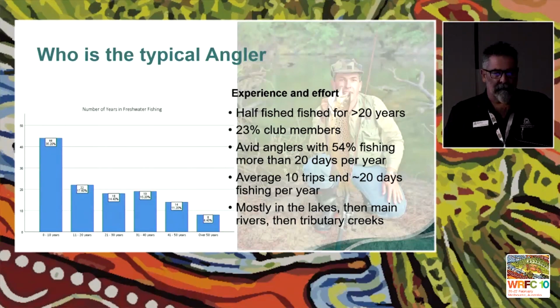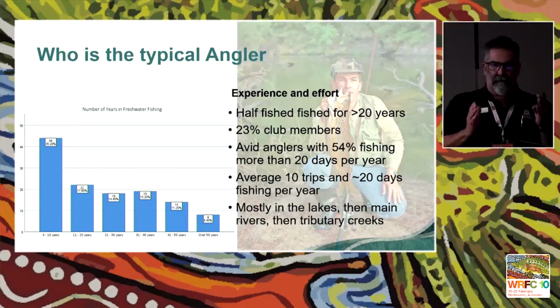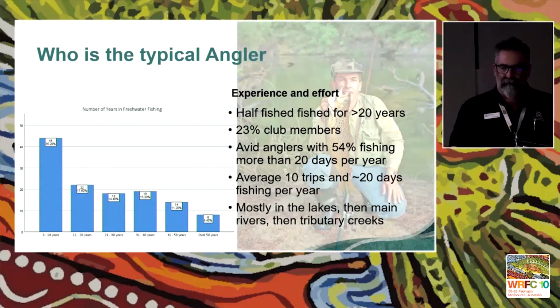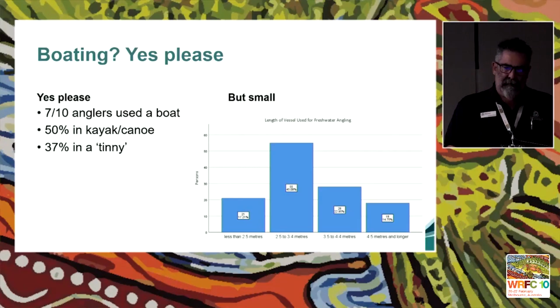So, look, they're typically very experienced. They're connected to others that enjoy their freshwater fishing. They're avid, they're committed, they're definitely travellers, and mostly they're fishing in impoundments, but some committed river fishers and others that go to small creeks and streams. And that probably partitions the different angling types, whether it's bait, lures or fly fishing.